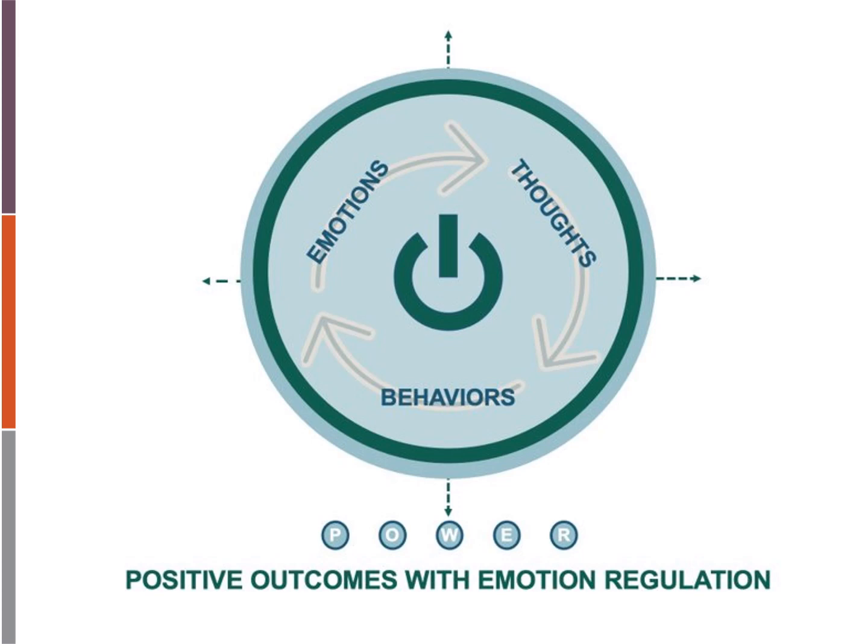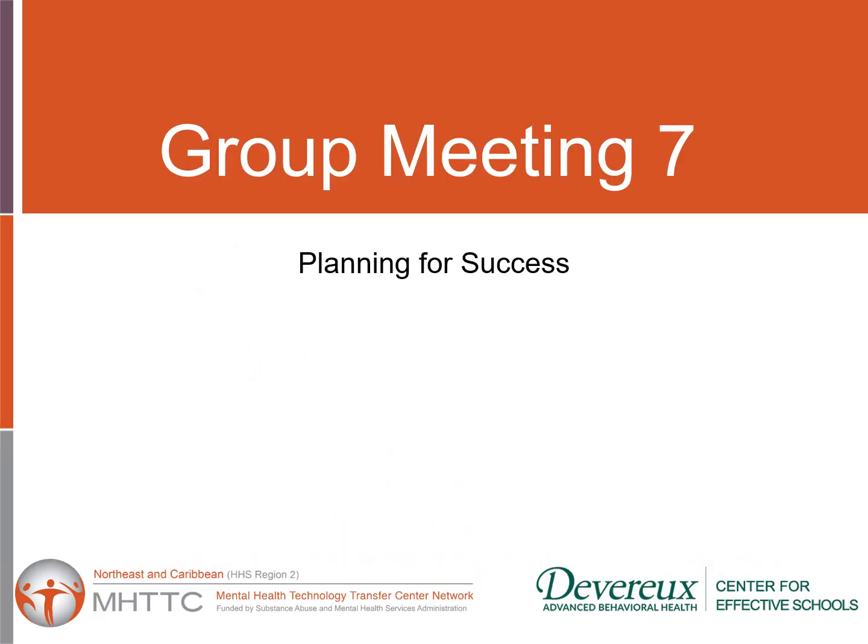This module is part of the training series for the POWER program, Positive Outcomes with Emotion Regulation. This module will describe our last main group session for the POWER program. Session 7 is called Planning for Success.